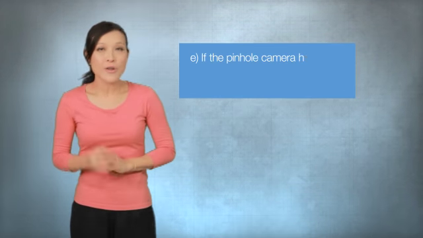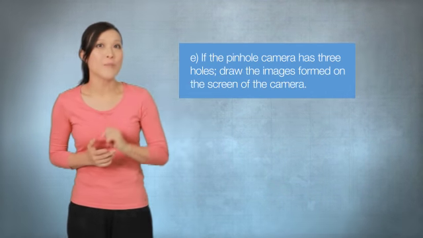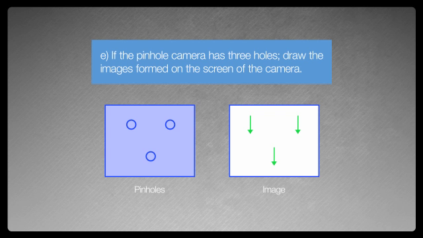Question E. If the pinhole camera has three holes, draw the images formed on the screen of the camera. Since the property of light used in this experiment is that of light traveling in a straight line, there will be as many images as there are number of holes.